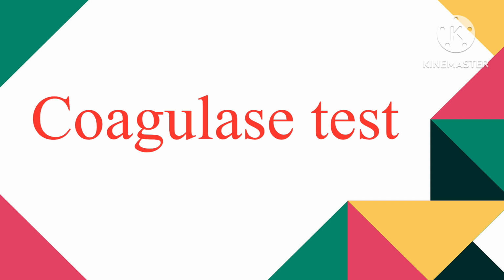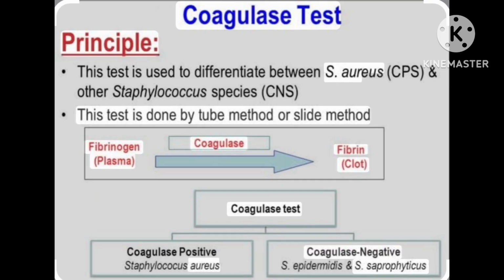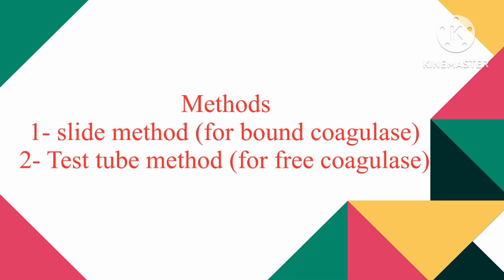Talking about coagulase test, it differentiates Staphylococcus aureus from non-coagulase producing Staphylococcus. The principle of this test is based on the detection of the enzyme coagulase, which converts fibrinogen in plasma into fibrin, causing clot formation. It is mainly used to differentiate Staph aureus, which is coagulase positive, from other staphylococci that are coagulase negative. Like catalase test, there are two methods for coagulase test, slide method and test tube method. First of all, we'll talk about slide method.